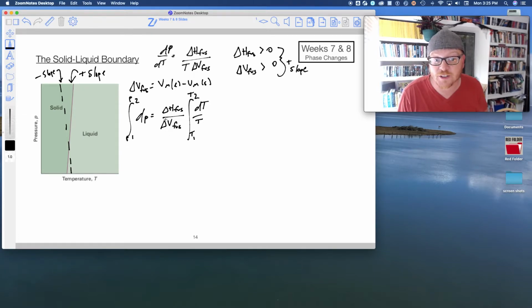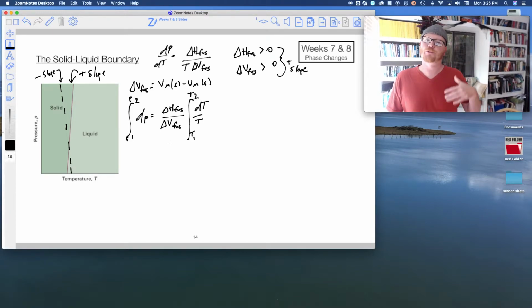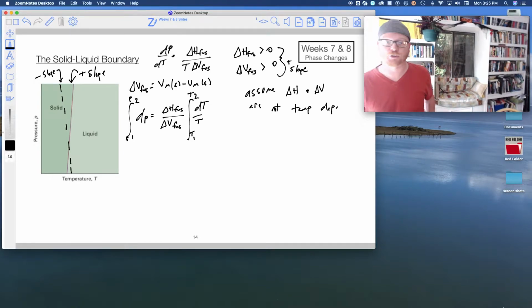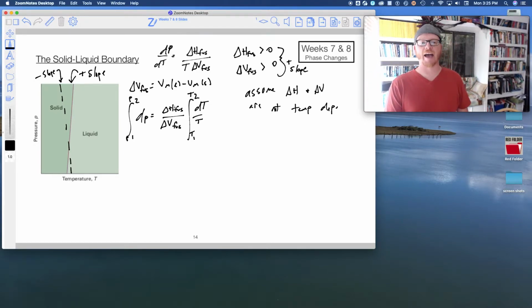And you notice because I took delta H of fusion and delta V of fusion outside of the integrand, for this derivation, we're going to assume that delta H and delta V are not temperature dependent. They are, as it turns out, and we would need to have some equation of H versus T and V versus T.